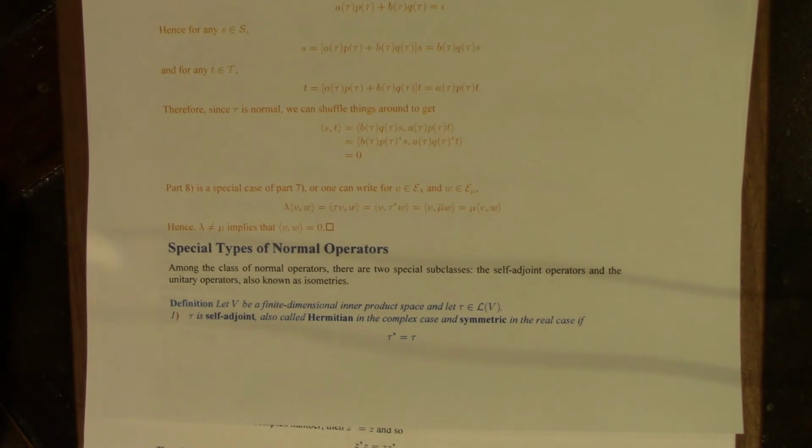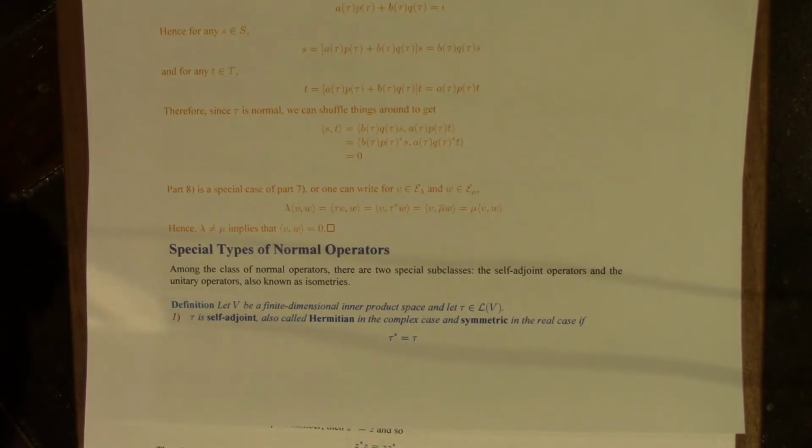Now that we've examined the normal operators, among the class of normal operators there are two special subclasses, and we want to take a look at those. The self-adjoint operators: obviously, if an operator is equal to its own adjoint, then it commutes with its adjoint. And the unitary operators, also known as isometries, which we've discussed prior to this lecture. If an operator has the property that its adjoint is equal to its inverse, then it also commutes with its adjoint, so it's normal.